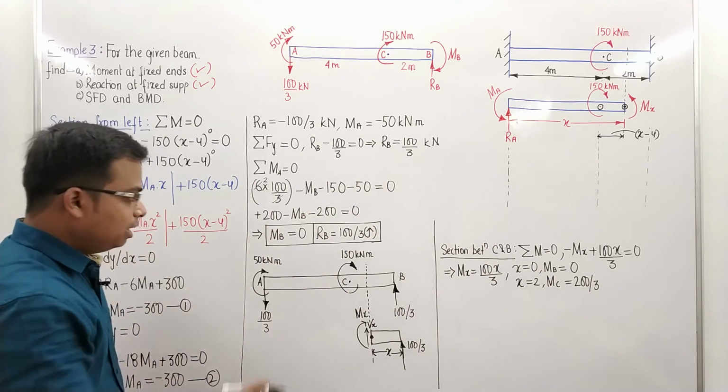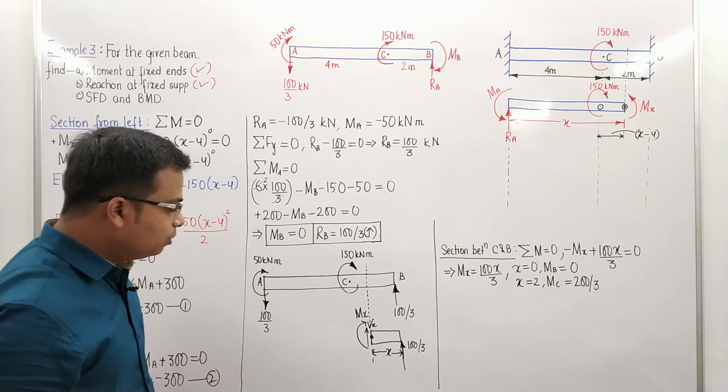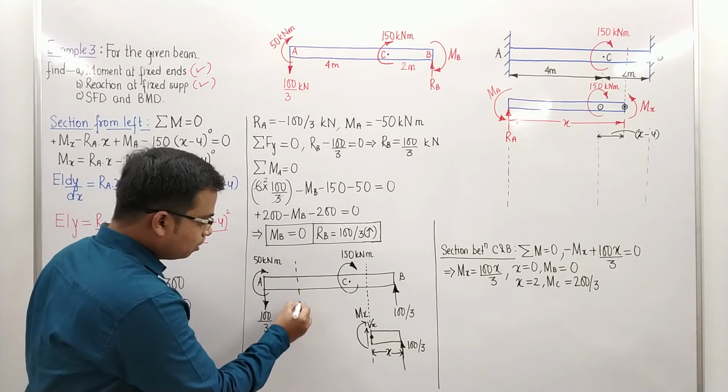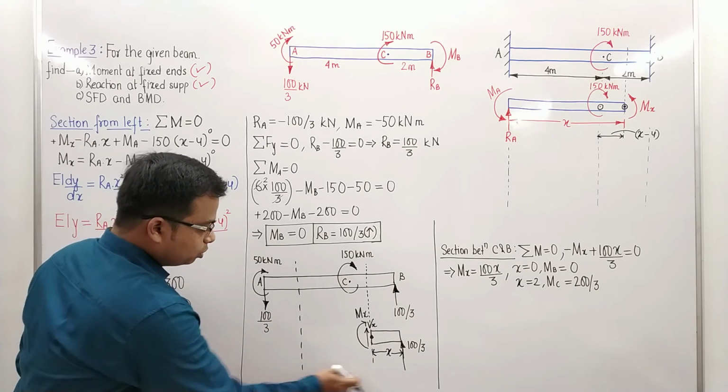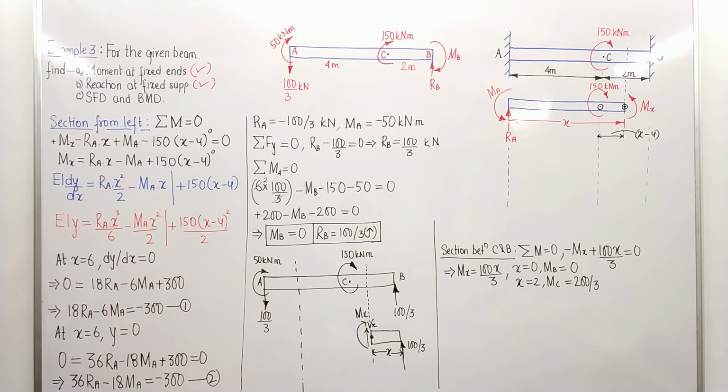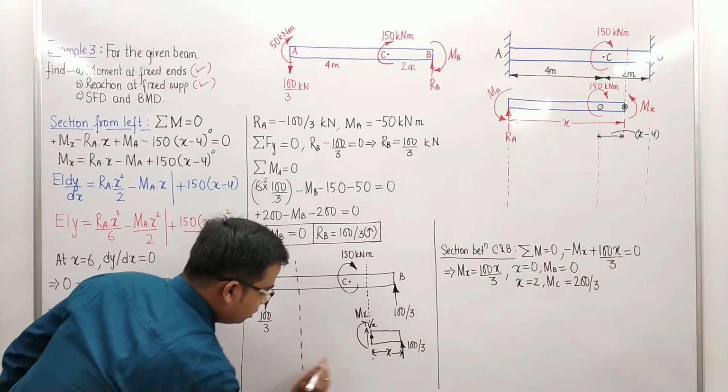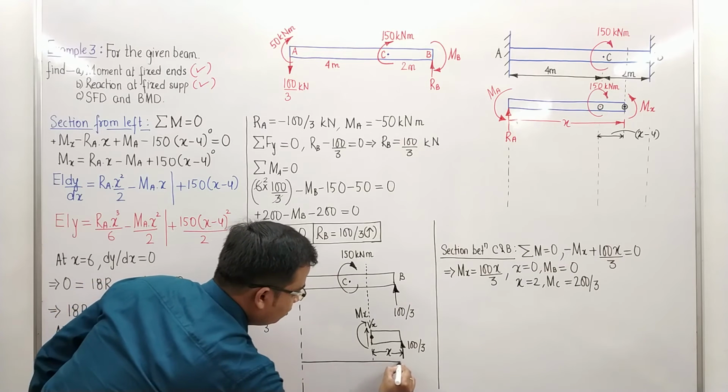Done. Let's do this again. Now what we'll do is we'll take this section over here. I don't know if this much portion is going to be visible. Let me check. Yes, some portion. I need to be very clever. So this much portion of the beam is visible now.